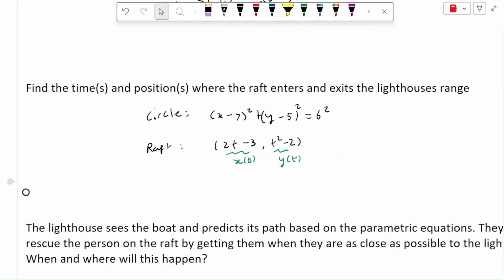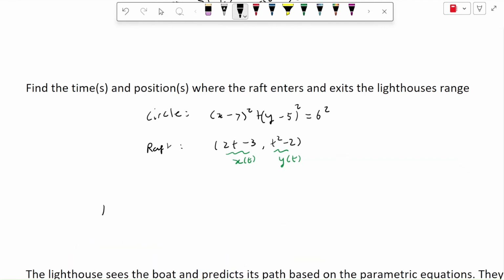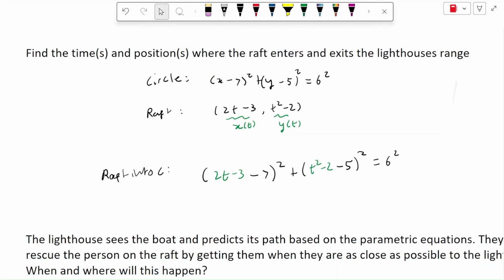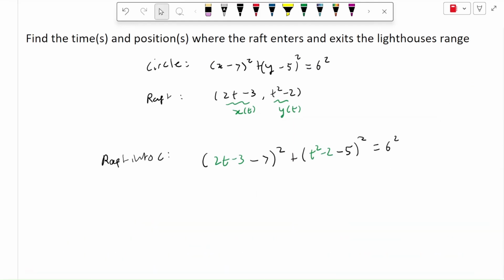So what we're going to do is sub the raft equation into the circle. So where x was, we replace it with what that whole function was. So this was (2t take 3, take 7) squared. And with the y equation, we'll sub that in. So we've got t squared take 2 is the y value, take 5, and we're going to square that. So this should equal 6 squared. And now we can just go and solve for t. So we're going to get (2t take 10) all squared plus (t squared take 7) all squared equals 6 squared.